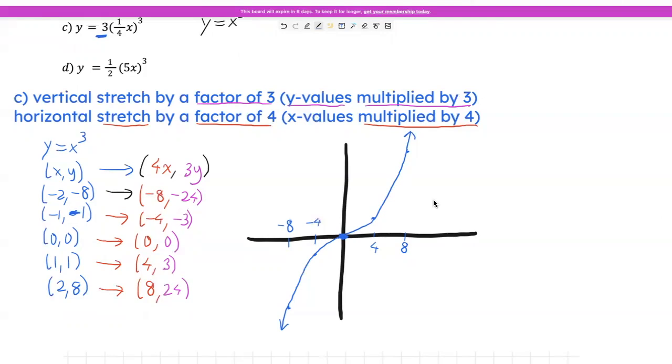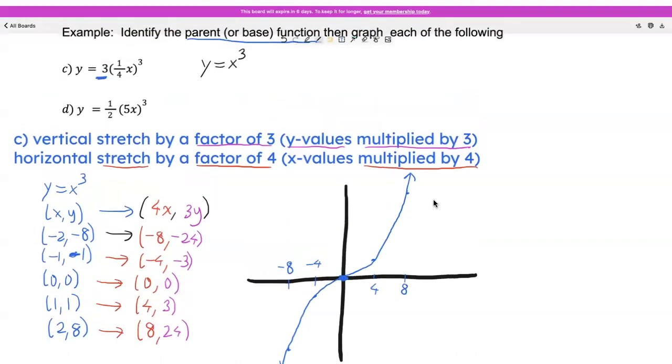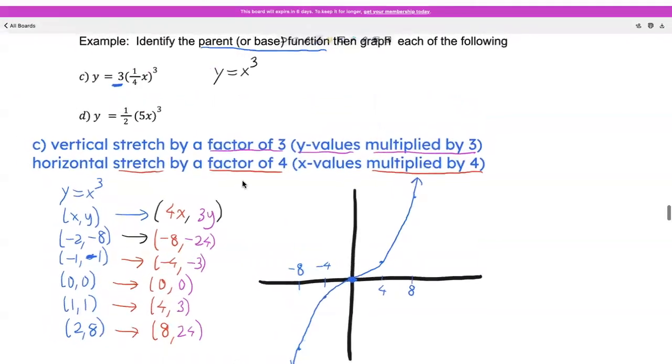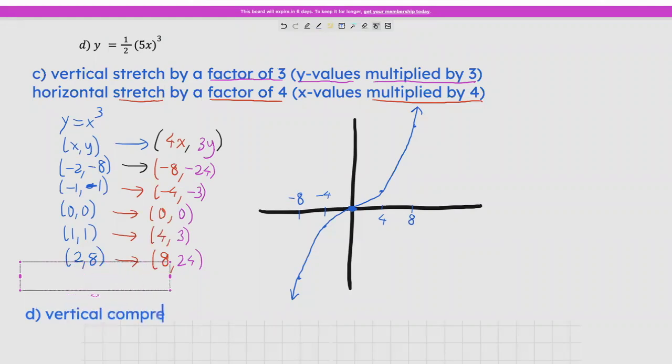Let's move on to D. If C didn't make any sense to you, maybe D will make a little bit more sense. In C, I had the 3 right after the equal sign, which meant that the y values get multiplied by 3. So we called it a vertical stretch. In D, I see a 1/2 right after the equal sign. So to me, that would mean that I'm multiplying the y values by 1/2. When you multiply y values by 1/2, you are making them smaller. So it's called the vertical compression. Vertical compression by a factor of 1/2.